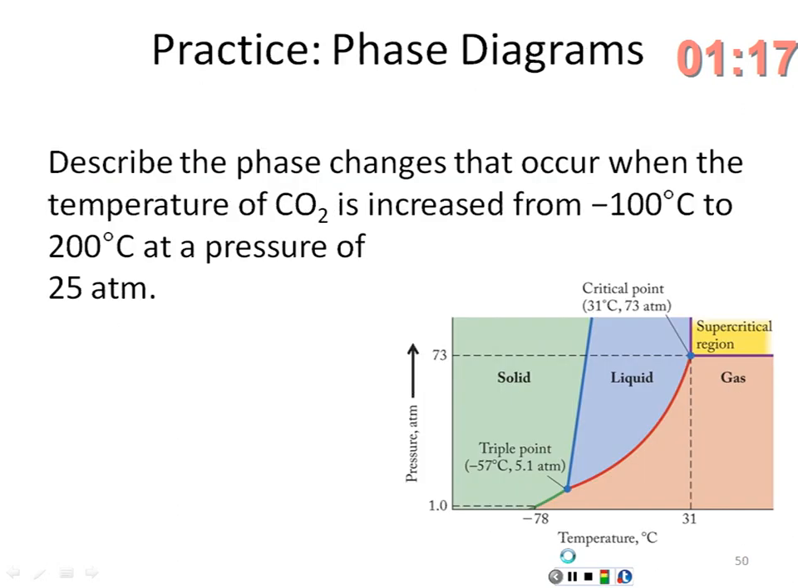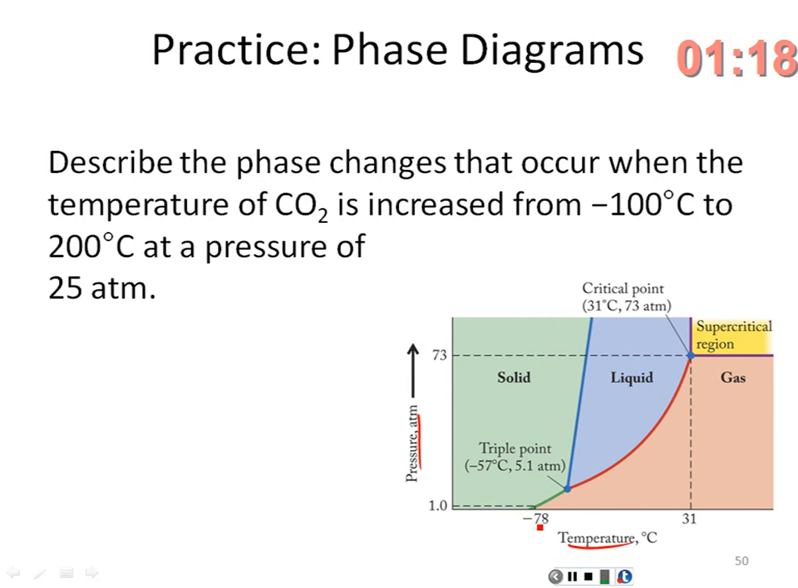Let's try to practice a phase diagram type of problem. We see a phase diagram here where we have pressure on the y-axis and temperature on the x-axis, and this is a phase diagram for water. Sorry, this is a phase diagram for CO2, not water. So what happens when the temperature of CO2 is increased from minus 100 degrees Celsius to 200 degrees Celsius at a pressure of 25 atmospheres?